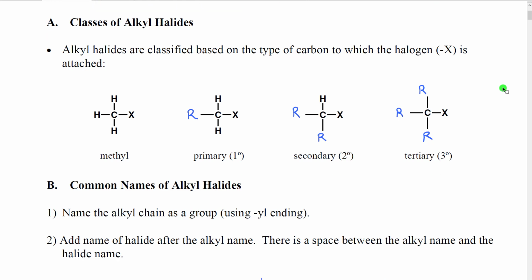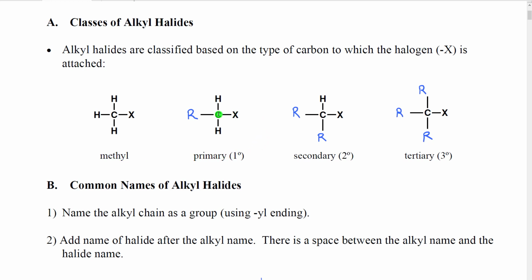The first thing we want to talk about in alkyl halides is the classification of alkyl halides. We're going to group alkyl halides according to the type of carbon to which the halogen is attached. Now, we typically use the symbol X to represent a halogen. If we look at these examples, this would be a methyl group, so 3 hydrogens, a carbon, and then the halogen is attached directly to that methyl carbon. So this is classed as a methyl alkyl halide. There's only 4 of these.